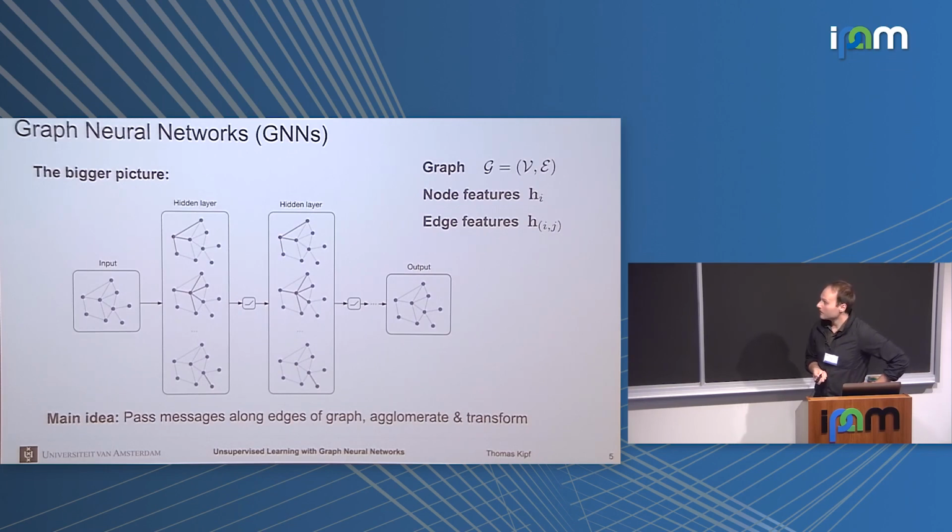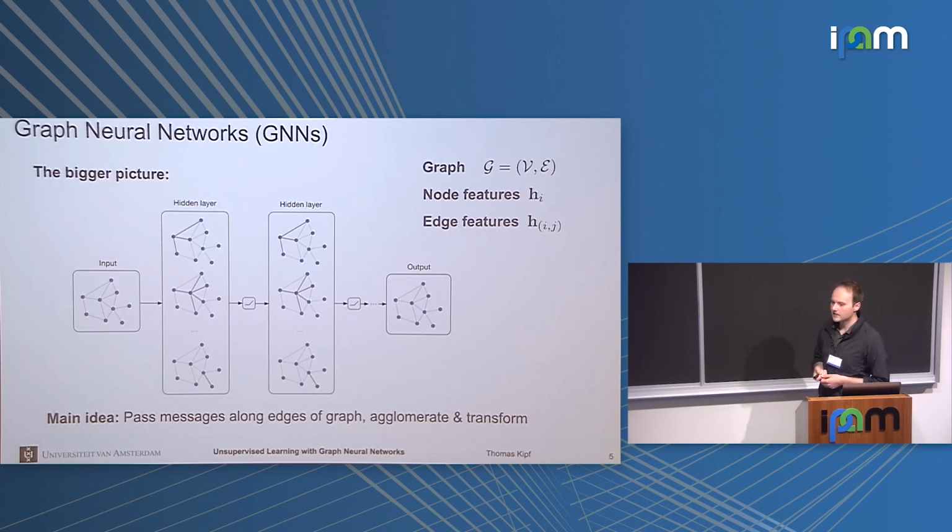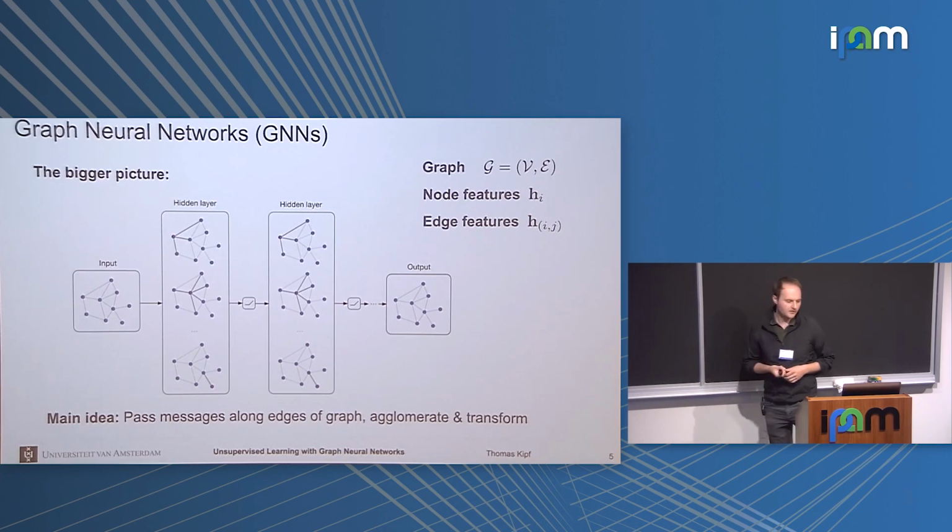So graph neural networks, the way I usually look at them, is a model where the main idea is to pass messages along edges of a graph. These messages are parameterized by some neural network. Then you have some aggregation function, and you transform the final output again by a neural network, for example. The notation I'm going to use is that we have a graph as a tuple of vertices and edges. We represent nodes by node feature vectors h_i, and we represent edges by edge feature vectors h_ij. That's basically all you need to know at this point.